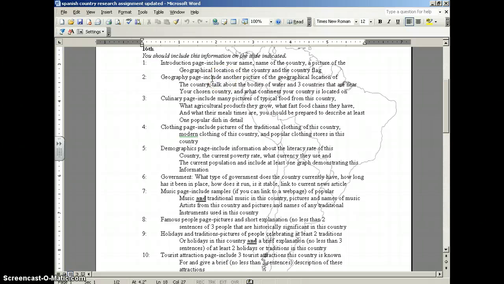Geography, you're talking about where it is and what's around it. Culinary, food, okay? Typical food. That can be traditional. Okay, that can be modern. What are they doing? What agricultural products do they grow?